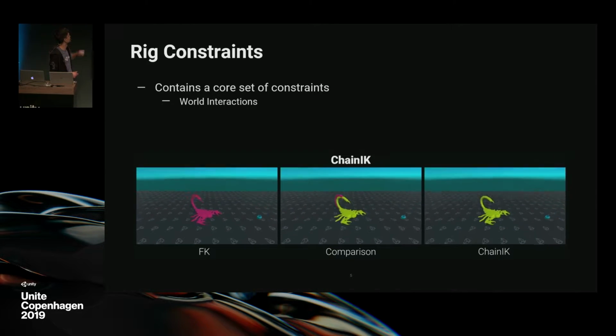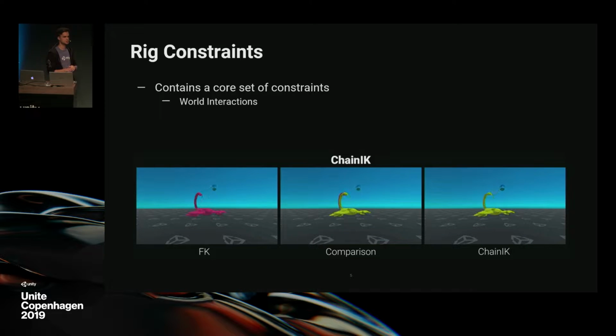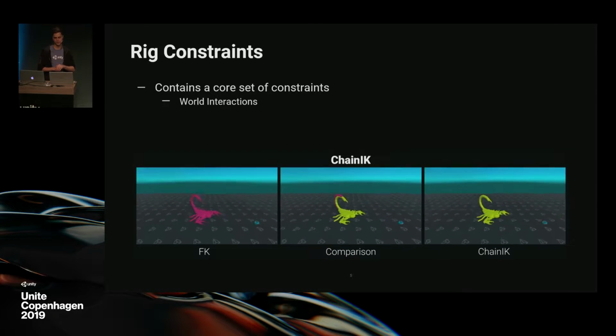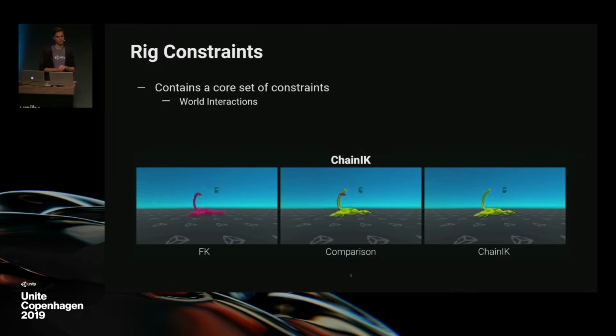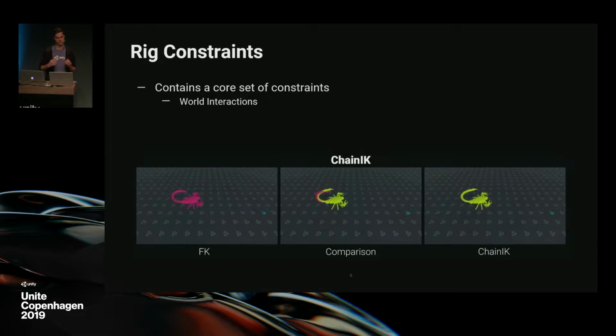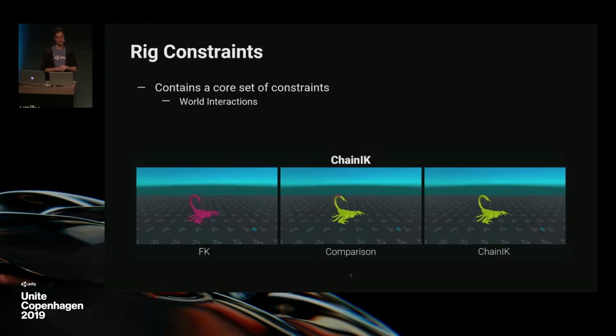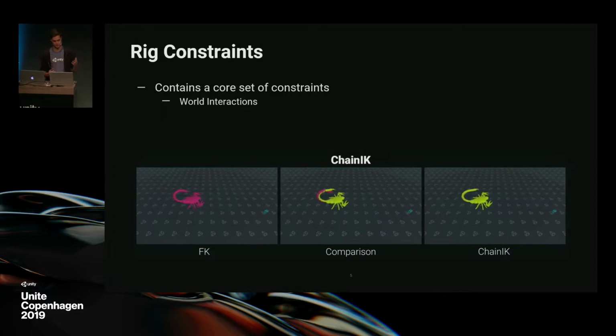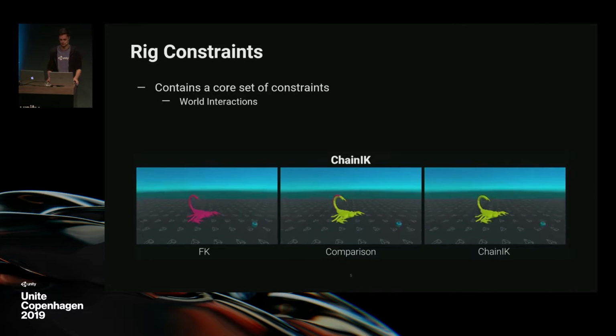So overall, your character will be much better integrated inside the game. In this example over here, we can see the pink scorpion, which is our base animation. To the tail of the scorpion, we add the chain IK constraint. This allows us to correct the end position of the tail and make it attack the actual ball. This looks much more aggressive for the scorpion and much more realistic.